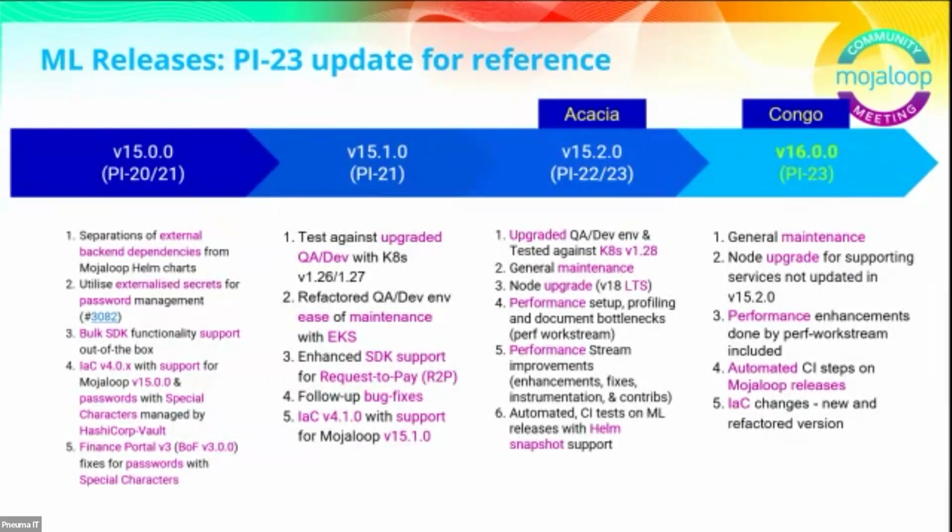So right now we have Mojo loop Congo V16. This is a culmination of the performance work stream's work. I think Paul was saying we'll continue that work and we might see more updates from that work stream into the Mojo loop release cycle. But this is a good logical conclusion to that.